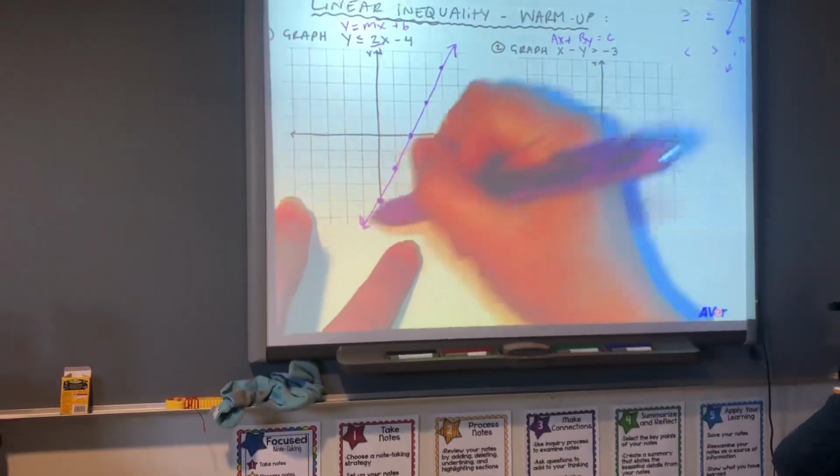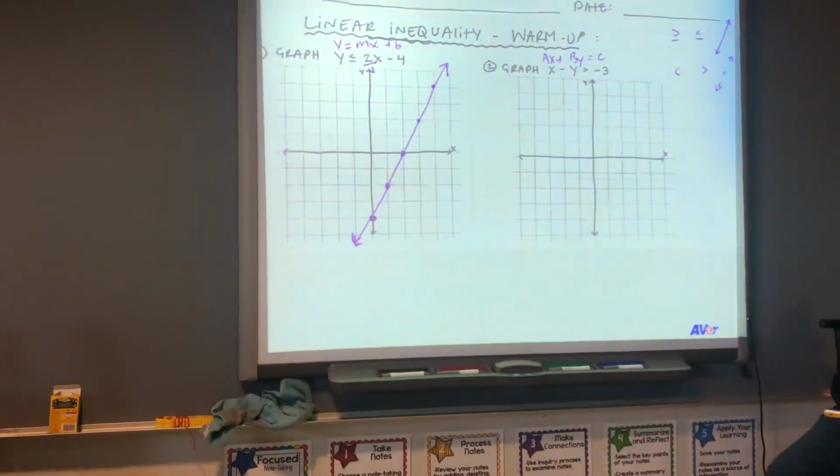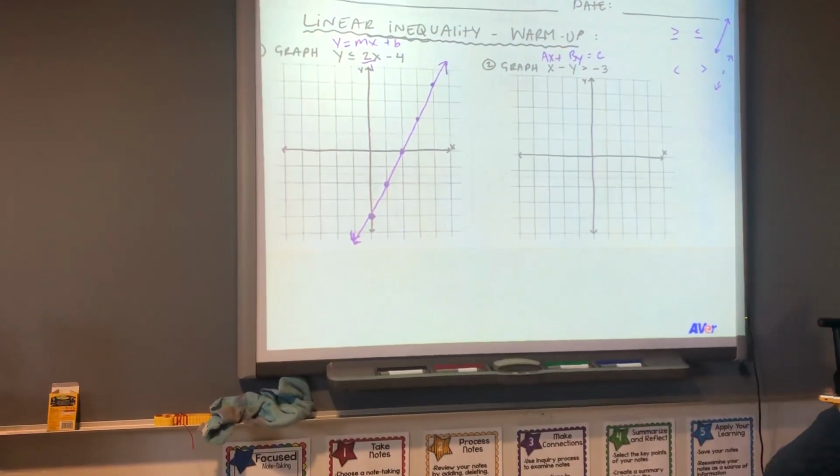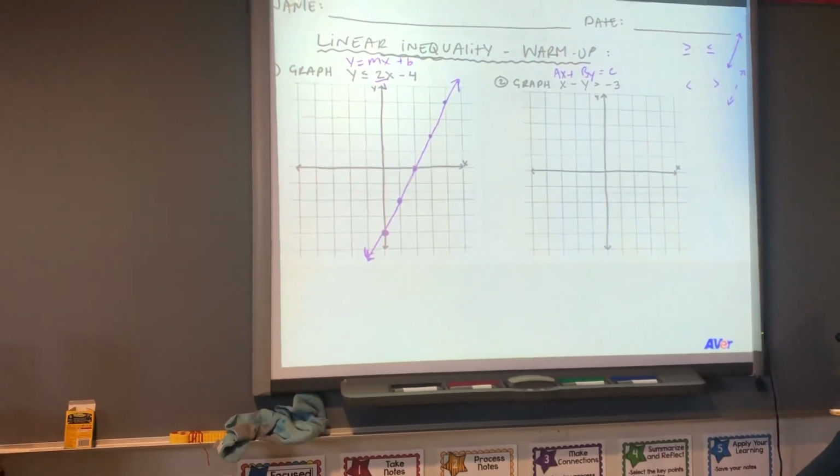Am I done? Did I answer? Am I done? No, you have to shade. I'm not done. I have to shade. Shading is part of the answer for linear inequalities. So I have to figure out where my answer is.